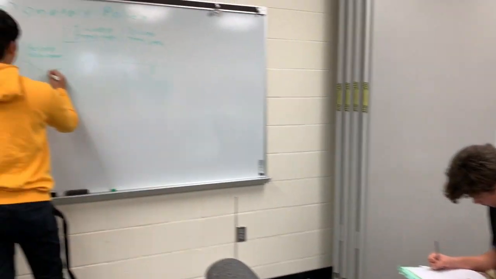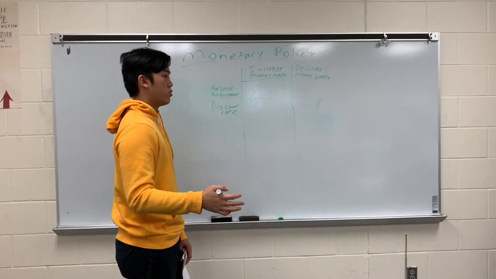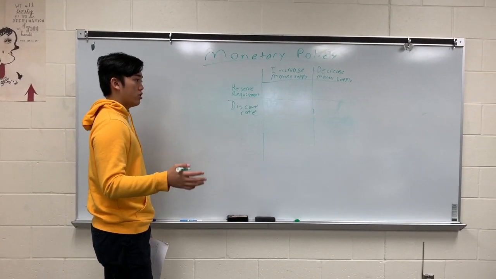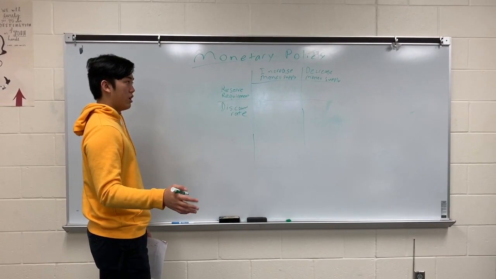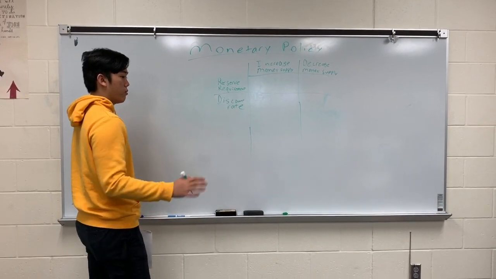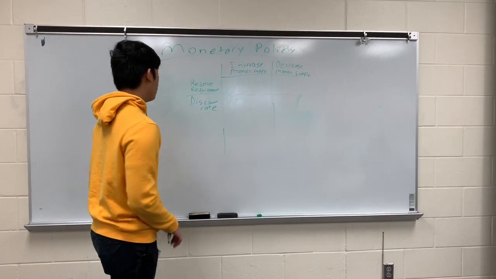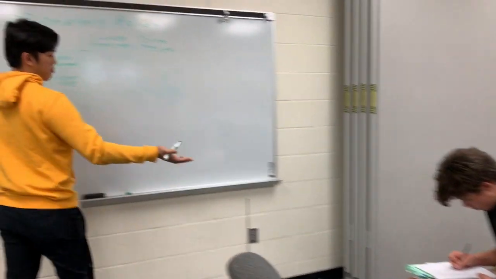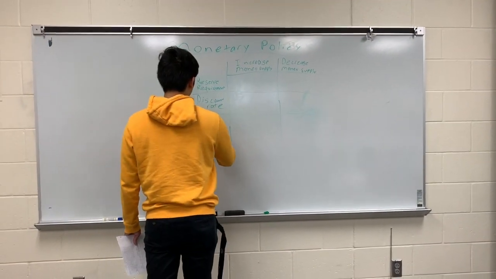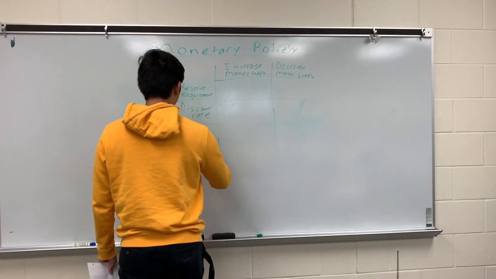All right. The second tool they use is the discount rate. This is basically the interest rate the bank pays to the Fed if the bank needs money from the Fed. Okay, got it. And now this is probably the biggest one. Tell me what you know about open market operations.